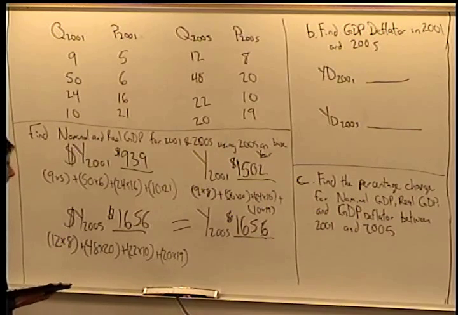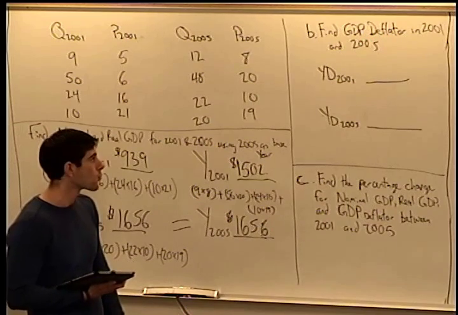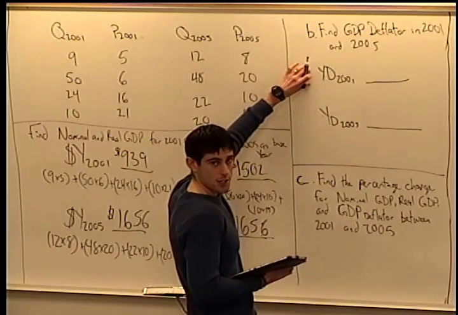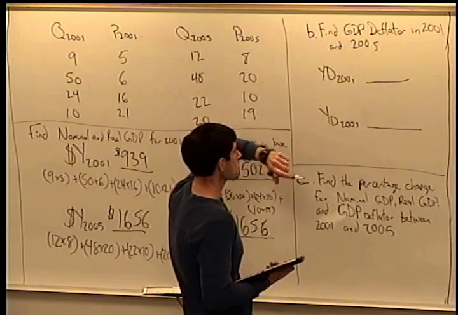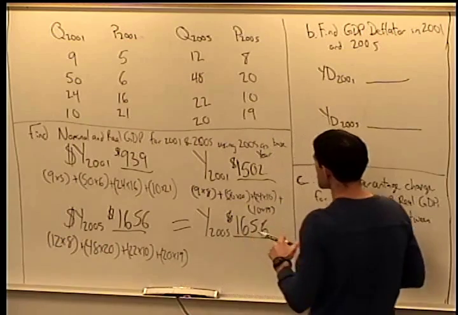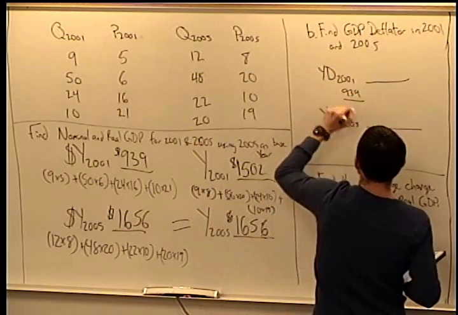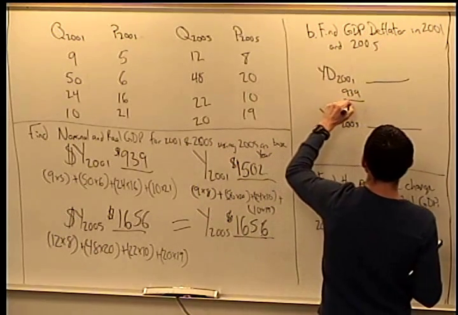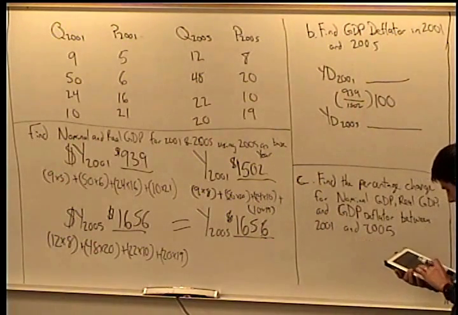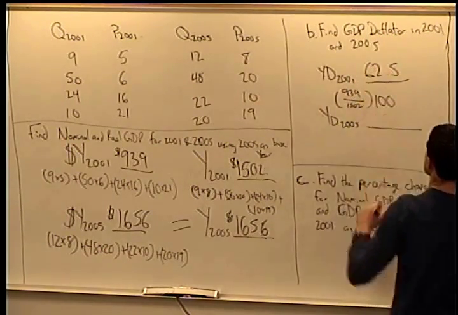For part B, we want to find the GDP deflator in 2001 and 2005. If you remember, our GDP deflator is nominal GDP divided by real GDP times 100. So the GDP deflator in 2001 is going to be nominal GDP in 2001, which is 939, divided by real GDP in 2001, which is 1502, and we multiply that by 100. If you do that, you should get 62.5.